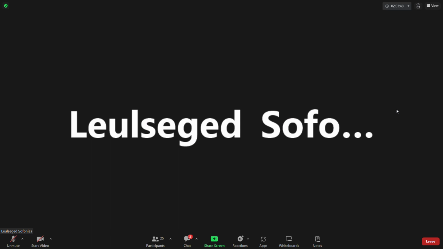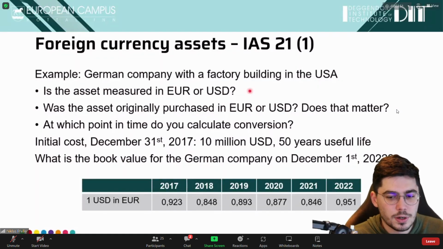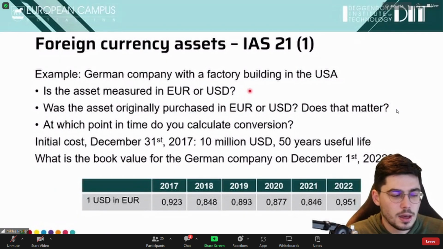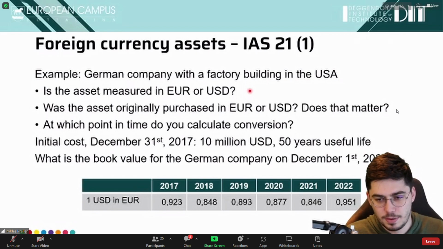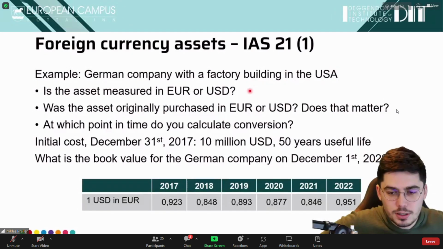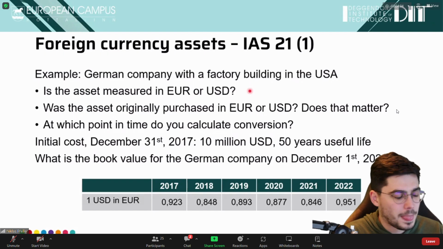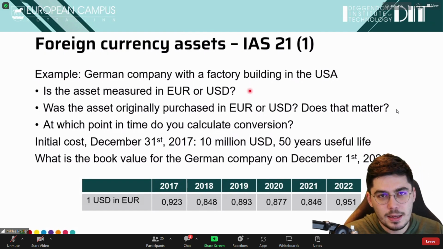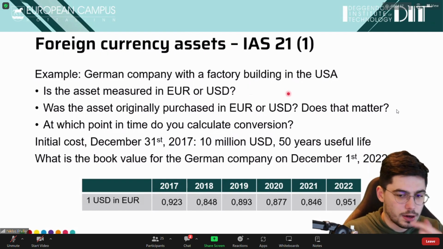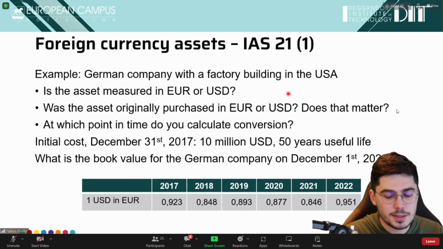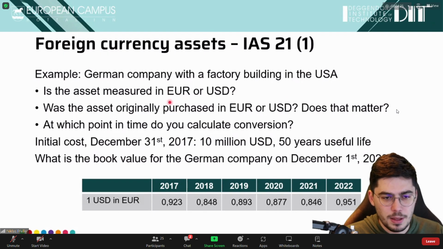Yes, we have to assume for any company one functional currency. That is called functional currency. That is the currency the company mainly operates in. And as it's a German company, we typically use the currency of the country where the company is based. So in this case, Germany, which would then be the euro.